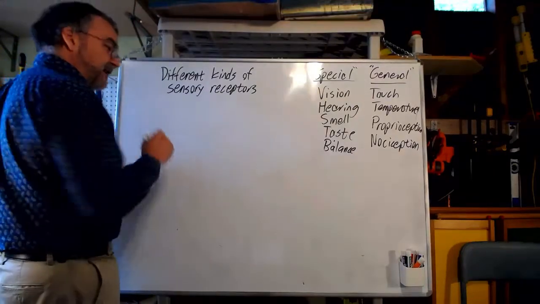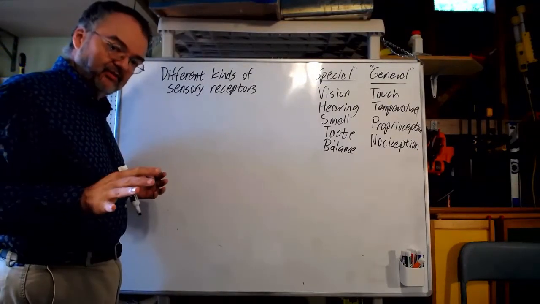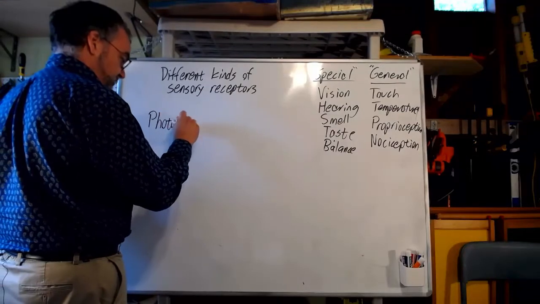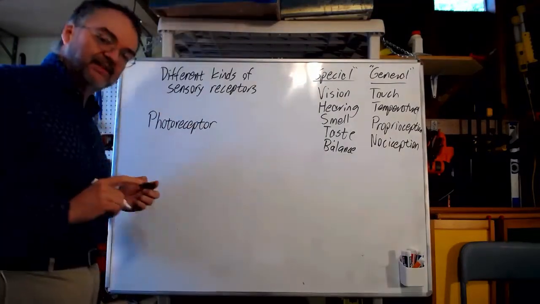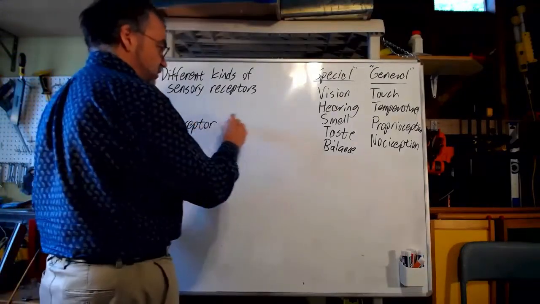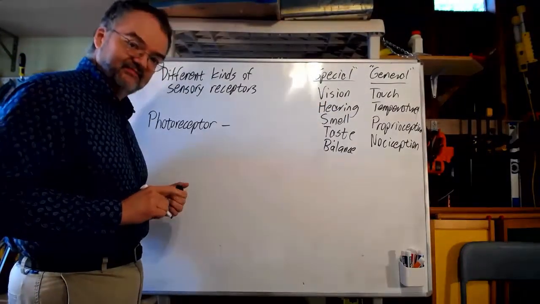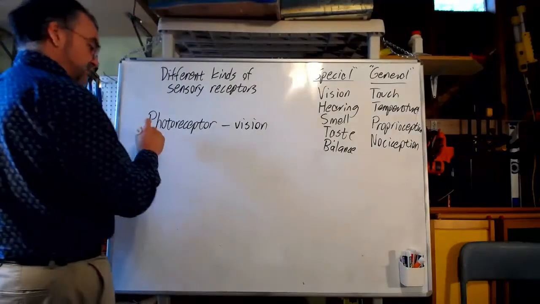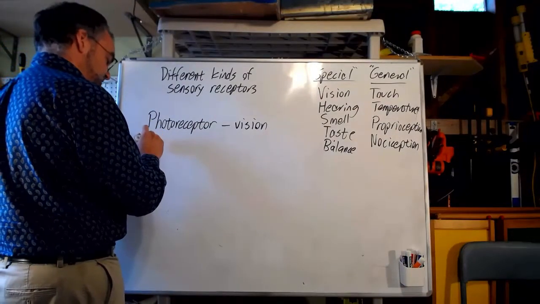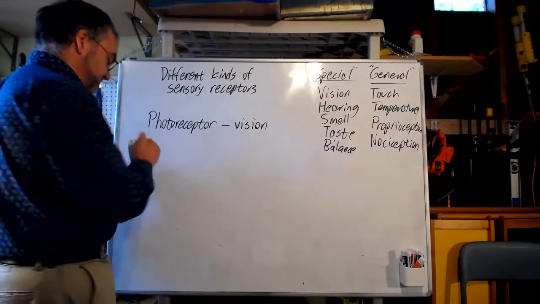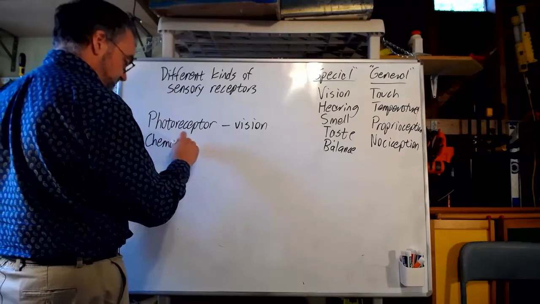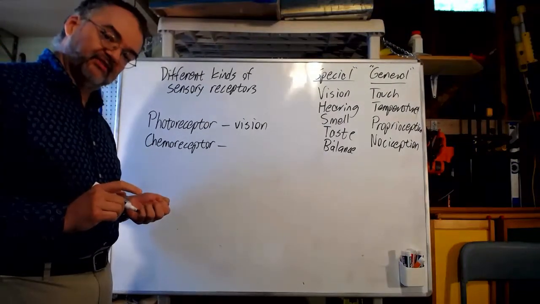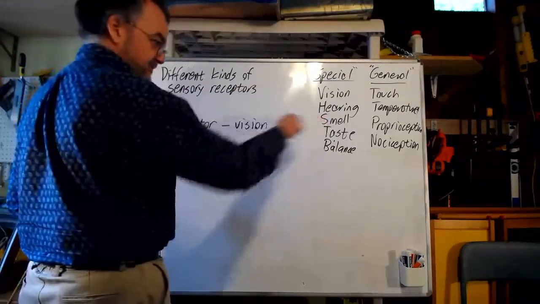So, if I have a sensory receptor which transduces light, I call that a photoreceptor. Photoreceptors transduce light. So which sense would that be involved in? That one's pretty easy. Vision. Okay. What about a transducer which responds to the presence of chemicals? We call that a chemoreceptor. So which senses would be served by chemoreceptors? When I look at that, definitely smell and taste.